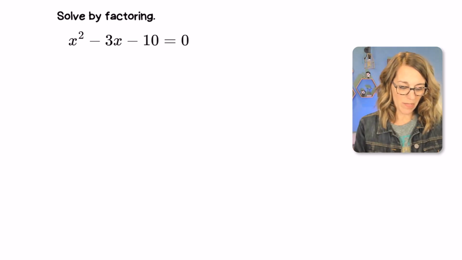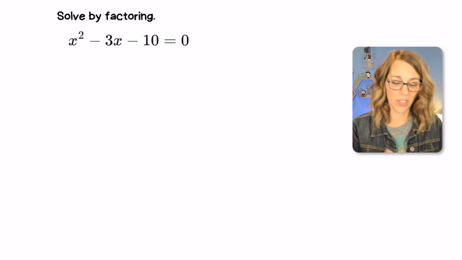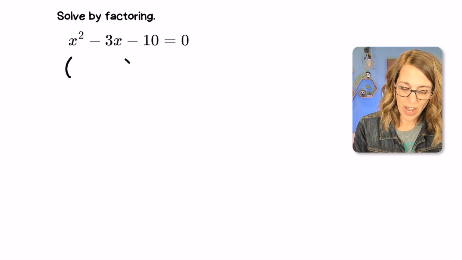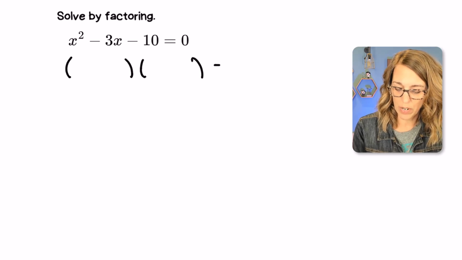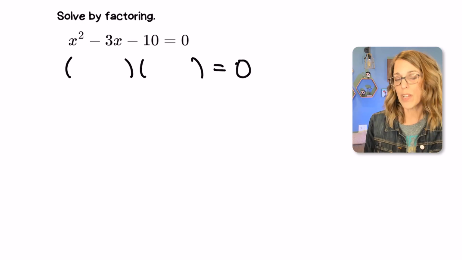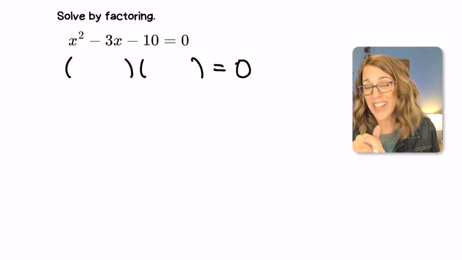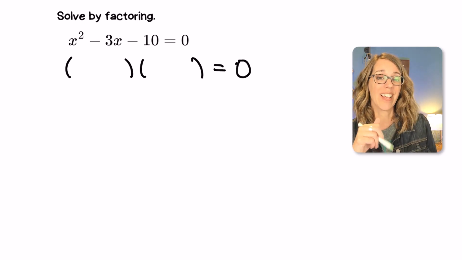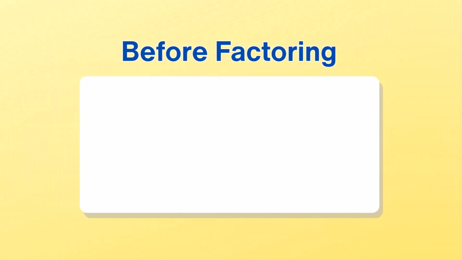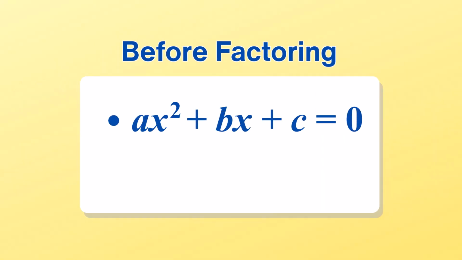To solve this equation by factoring, the very first thing that I want to do is to set up the factorization of two sets of parentheses. So a binomial times a binomial is equal to 0. The reason that I could just jump right into that factorization is because I had it set up the right way. I had all of my terms on one side and 0 on the other side.